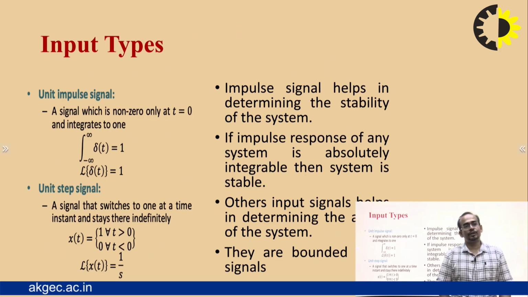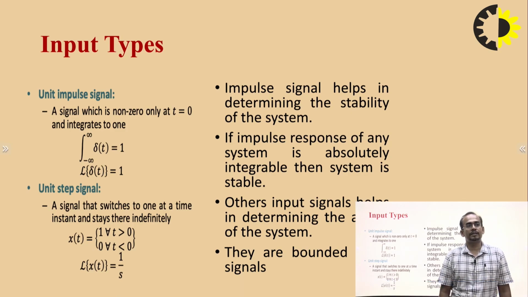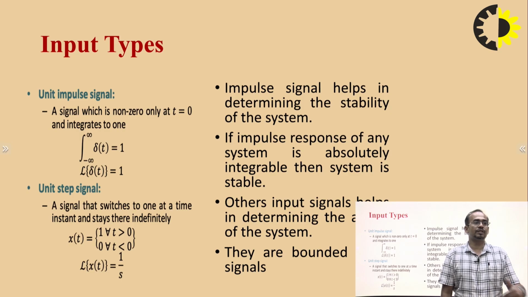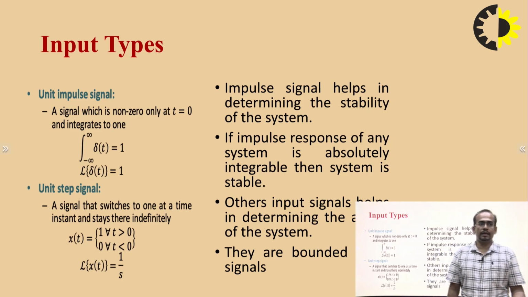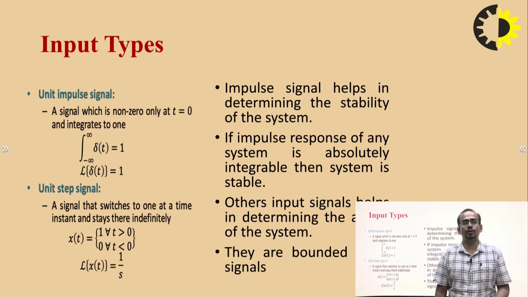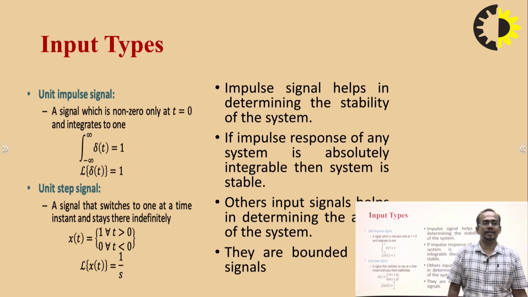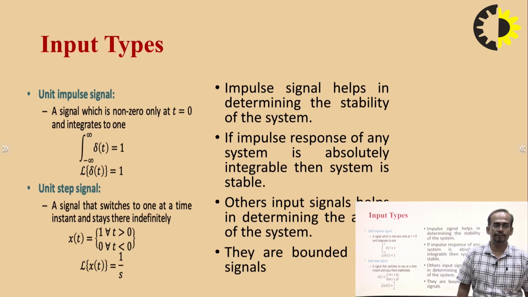So, what are the input types? I have already told: unit impulse signal, unit step signal. The unit impulse signal is mathematically defined as the integral from minus infinity to infinity of delta(t) dt equal to 1, and the Laplace transform of this unit impulse signal is 1. So, what is the unit impulse signal? It is the area under the curve for this signal that is unity, not the amplitude. The unit step signal is a signal that switches to 1 at a time instant and stays there indefinitely.